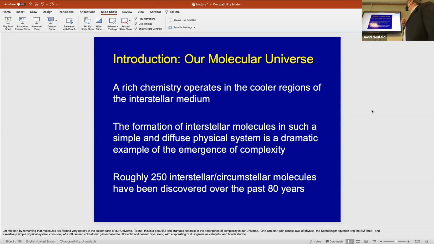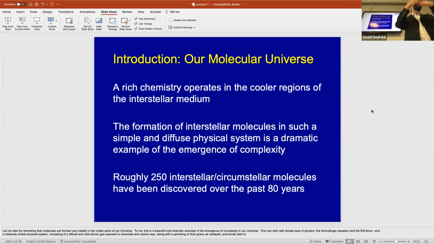So let me start by just saying some introductory words about the molecular universe that we live in. And this particularly applies to the interstellar medium, the diffuse gas that pervades the galaxy in between the stars, where there's a rich chemistry that operates that we call astrochemistry. And it's amazing that we get quite complex molecules in the interstellar gas, despite the fact that it's a very simple environment and it's very low density.